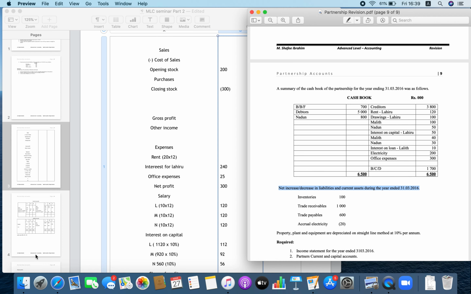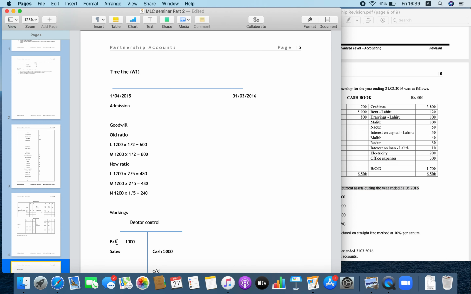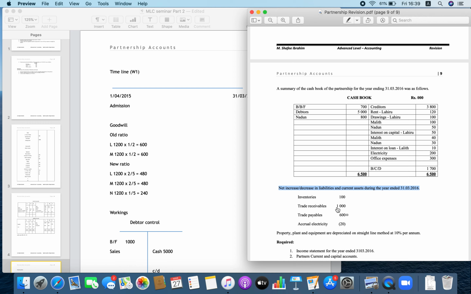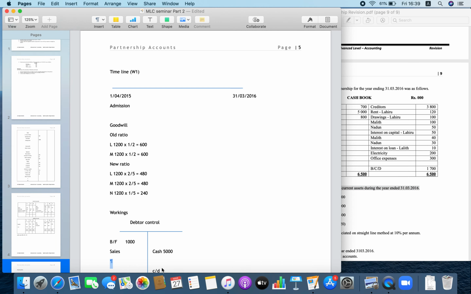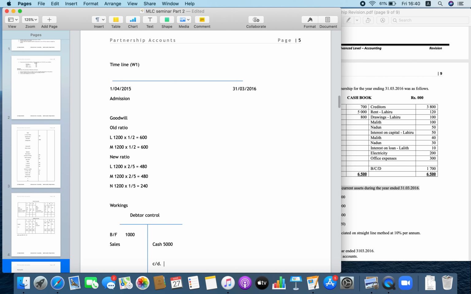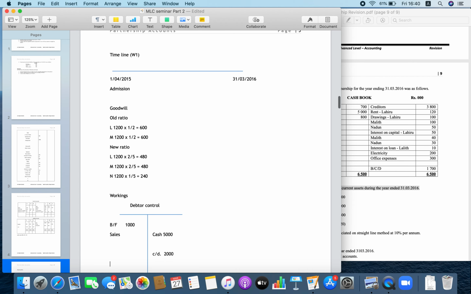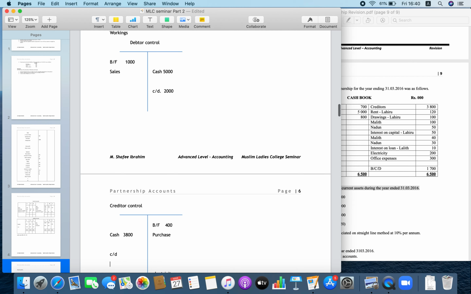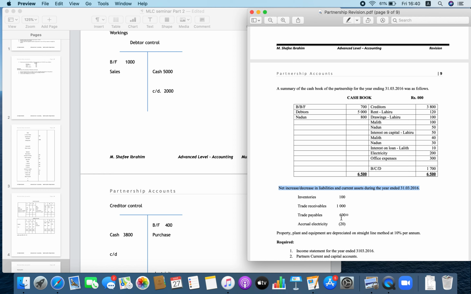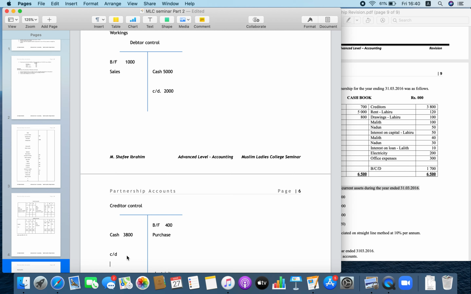Let's do trade receivables now. Now see, trade receivables, the opening balance is 1000. During the year, it has increased by another 1000, so therefore the carried down, guys, is now going to be simply 2000. Look at the next one then, trade payables. The opening balance is 400. During the year, this has net increased by 600, which means our carried down is now going to be 600.